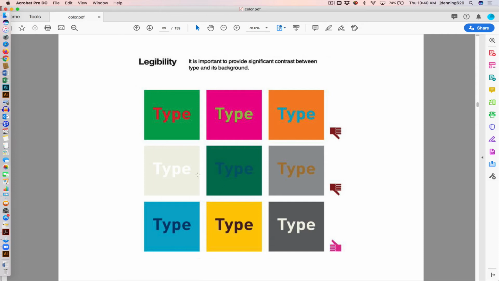Look at this middle square here and notice that the blue and the green is not a great color combination because the text is disappearing and it's really hard to see. Whereas the one right below it with the yellow and the dark brown is popping out, really visible, really easy to see.